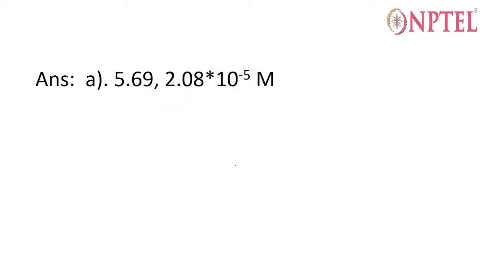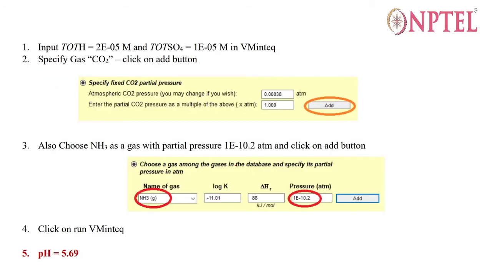Okay, so we'll go for the answer. The answer will be option A, that is 5.69 into 2.08 into 10 to the power minus 5 molar. So we will check how to solve this.